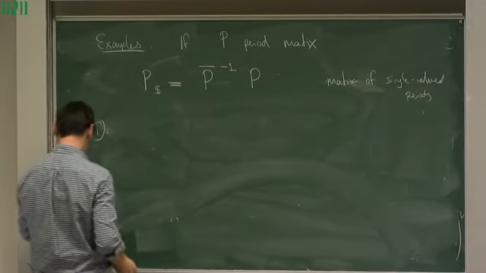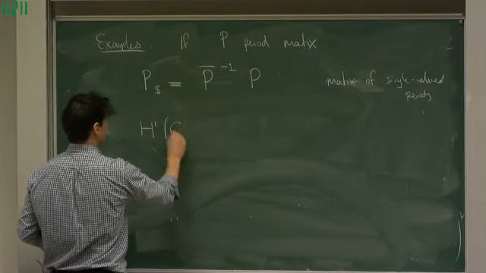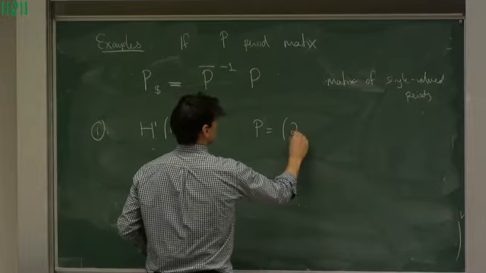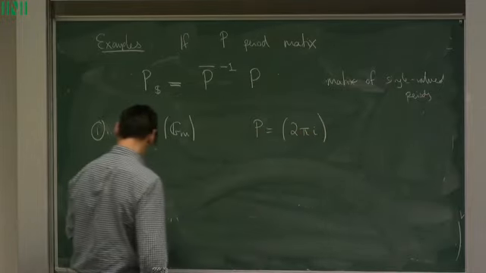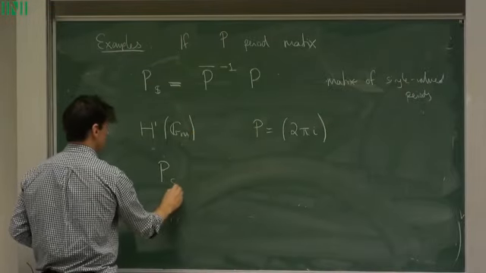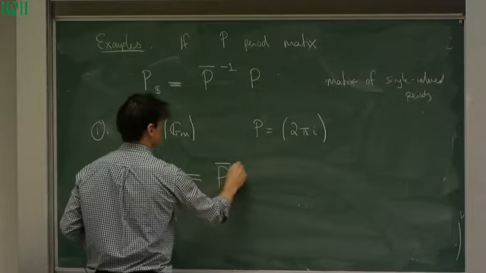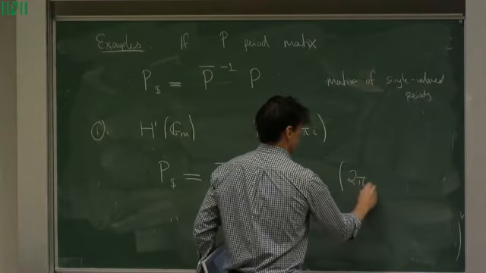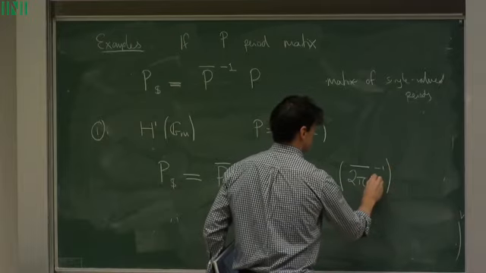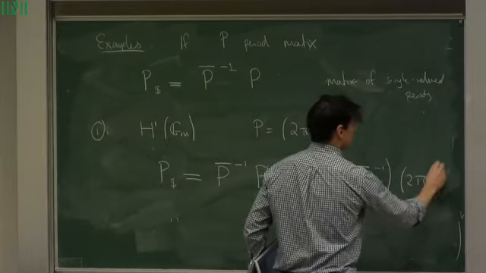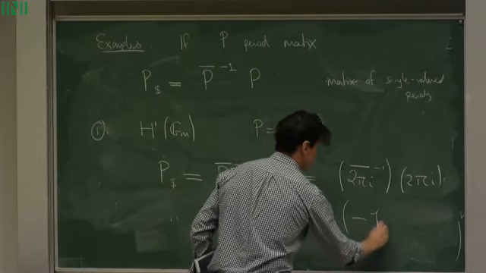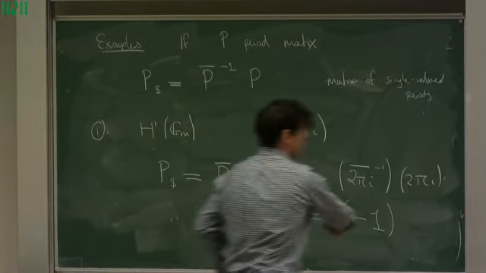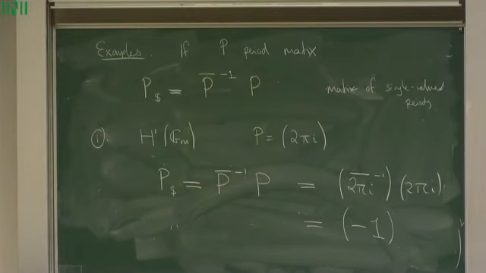So let's do some examples. So the example 1 last time, I think, was H^1 of G_m. And the period matrix was the 1-by-1 matrix 2 pi i. So applying this formula, we get the single-valued period matrix is P bar inverse P, which is 2 pi i bar inverse times 2 pi i. And that's just the 1-by-1 matrix minus 1. So the single-valued analog of the number 2 pi i is just minus 1.